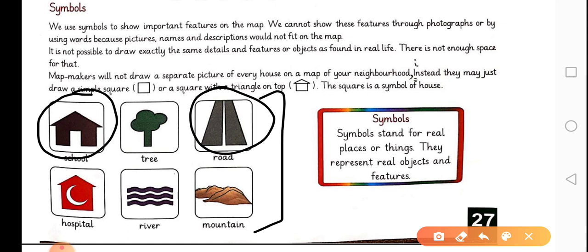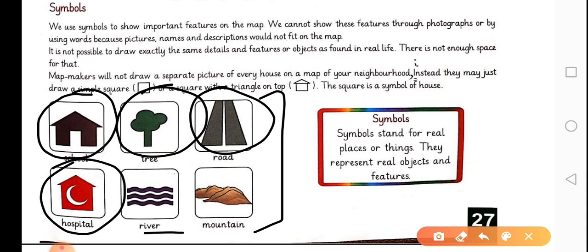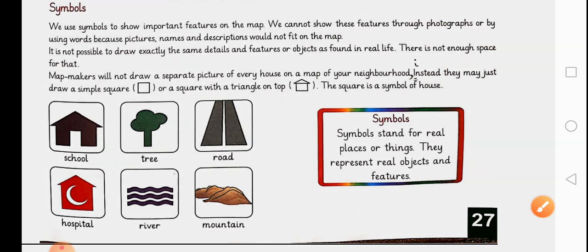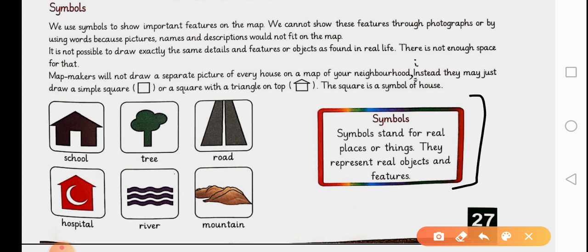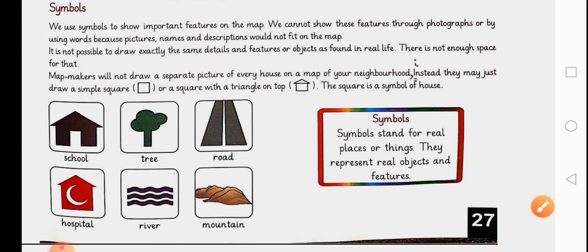Here are some other symbols. This is the symbol of tree. Here is the symbol of hospital, then river, and then mountains. So that is how map makers, they make symbols. Symbols stand for real places or things. They represent real objects and features, and by using the symbols, it becomes easier for us to make maps and to read them.